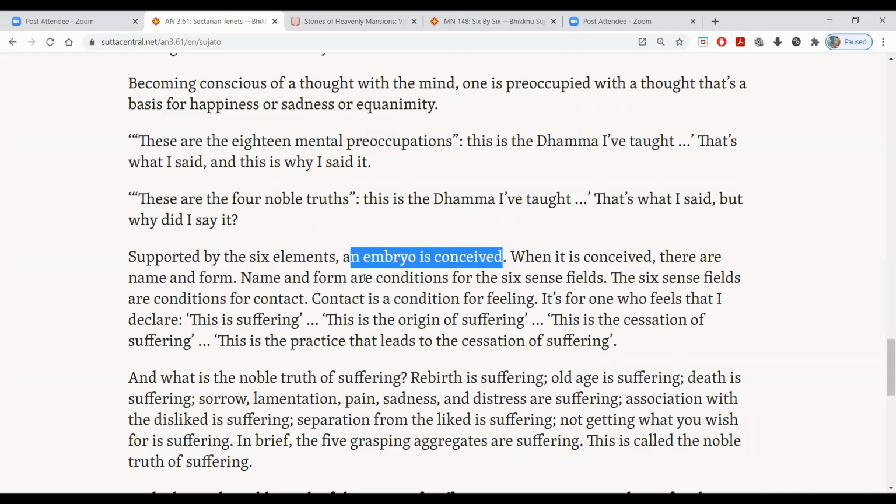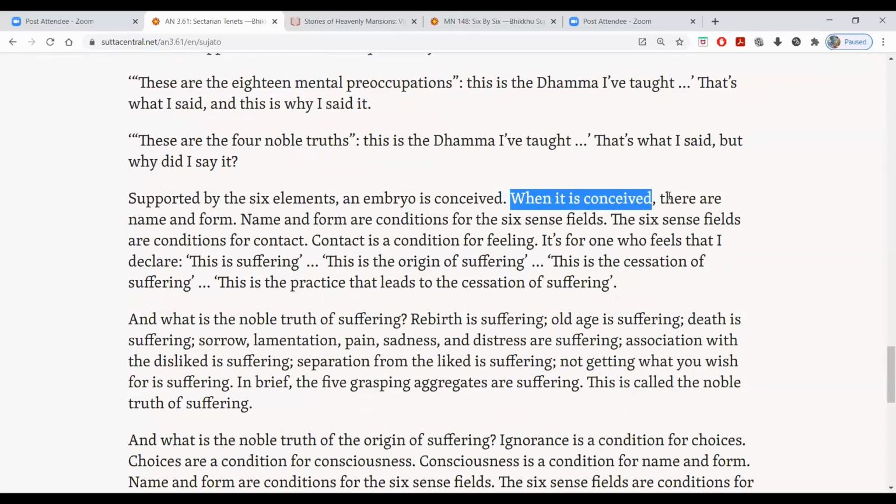You see this? It's not the parent deciding it. When it is conceived, there are name and form. Name and form means nama rupa, okay? After these 6 elements come together in the mother's womb, please understand, out of those 6 things, 5 things are material things. That means biological, the physical things. And the last one is mental.